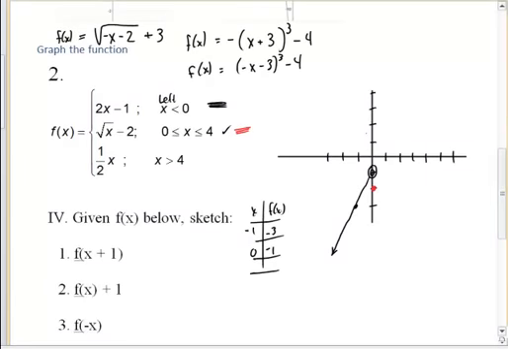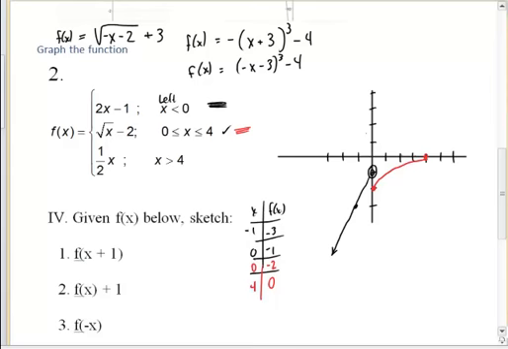when you plug 0 into this, you get -2. And when you plug in 4 into the second function, you get 2 minus 2, you'll get 0. So when I'm at 1, 2, 3, 4, I'll be at 0, and I'll have the square root type graph.